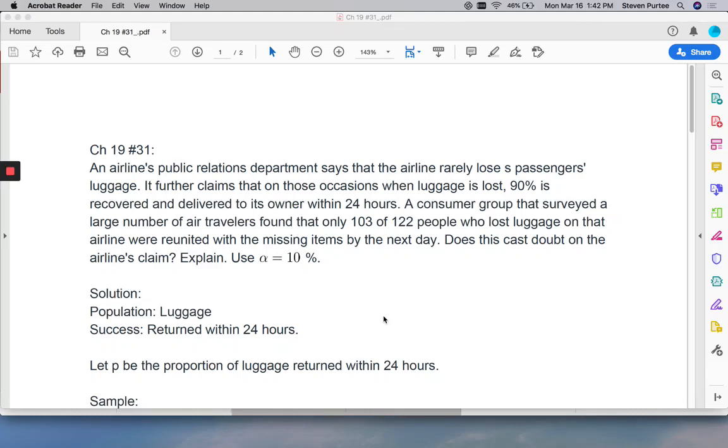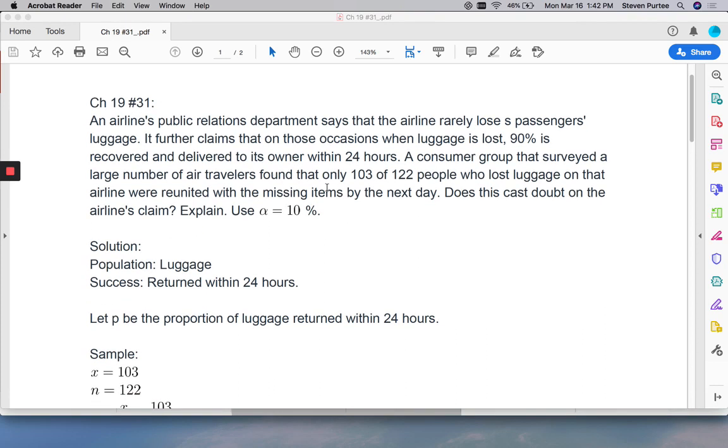There's another hypothesis testing for proportions problem, chapter 19, number 31. An airline claims that they returned 90% of lost luggage within 24 hours. We do a sample, and the sample suggests that it's actually less than that. We want to know, does this sample cast doubt on the airline's claim? We're going to use an alpha level of 10% just to do something different on this one.